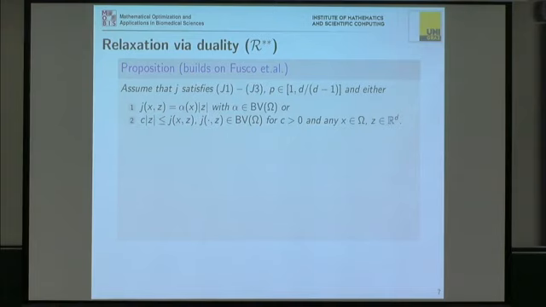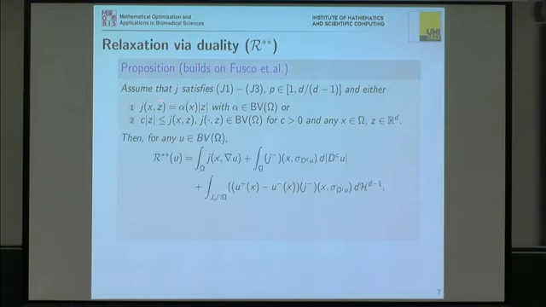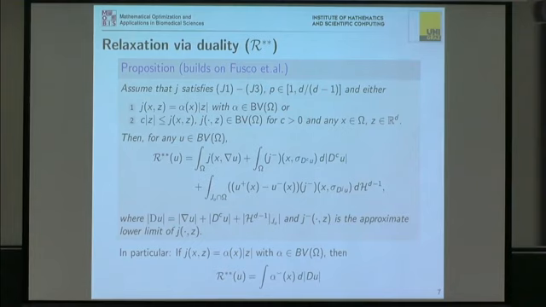In both cases we need regularity in space of the integrand, and we need either a simple form or coercivity. But if one of those conditions is satisfied, then you can write down the biconjugate explicitly. You just use the decomposition of the measure Du, and you can write it down by using the approximate lower limit of the integrand J. Just as a remark, in particular, if J is again weighted TV, the biconjugate is again weighted TV, just that you replace the weight here by the approximate lower limit.